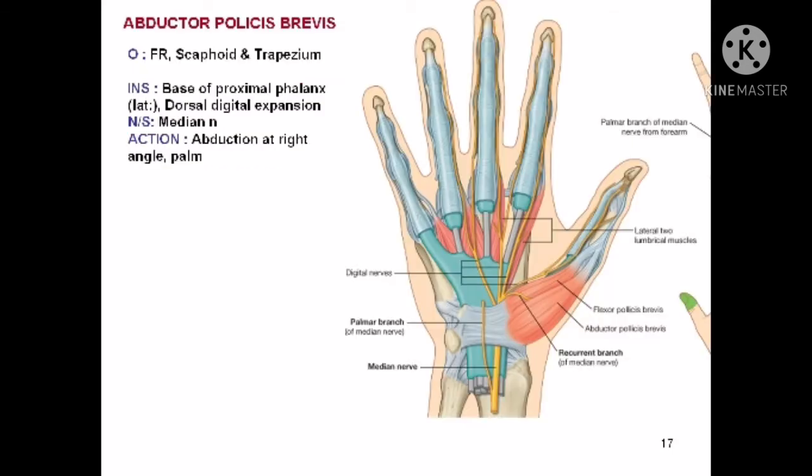The abductor pollicis brevis: its origin is from the flexor retinaculum, the scaphoid, and the trapezium bone. Its insertion is at the base of the proximal phalanx on the lateral aspect of the dorsal digital expansion. Its nerve supply is from the recurrent branch of the median nerve, as shown in the diagram, and its action is that it brings about abduction of the thumb at right angle to the palm.